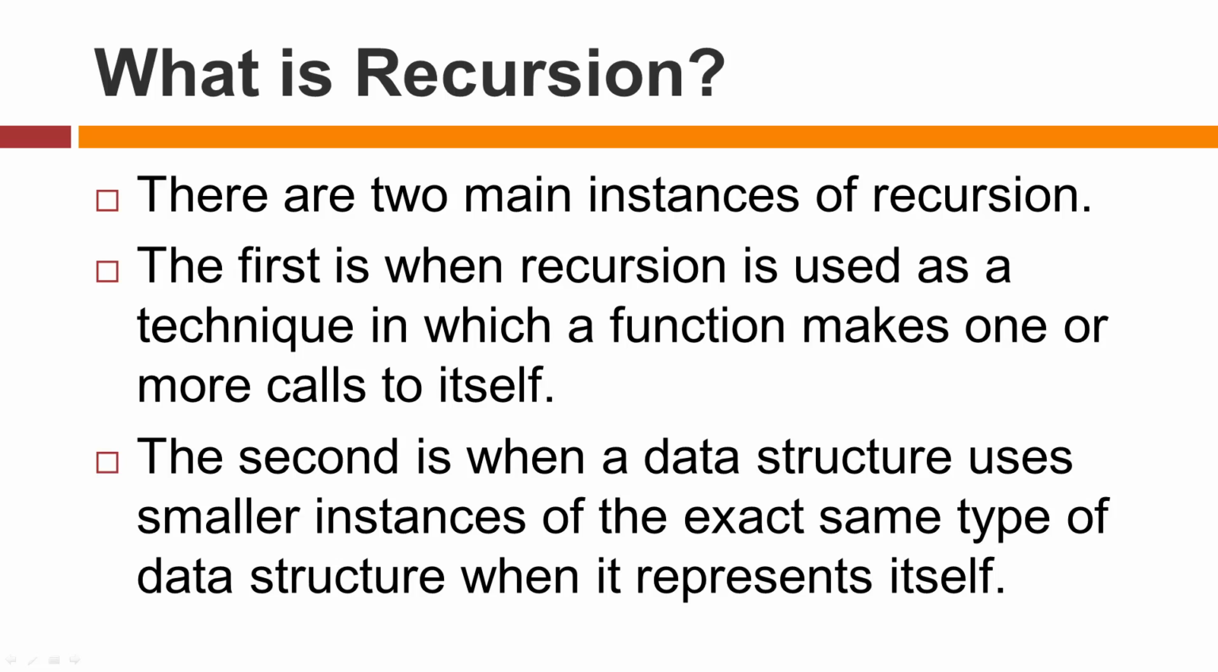It's important to note that a second instance of recursion is when a data structure itself uses smaller instances of the exact same type of data structure when it represents itself. We'll focus on this later on in other sections of this course. But for now, we'll focus on when a function makes one or more calls to itself.